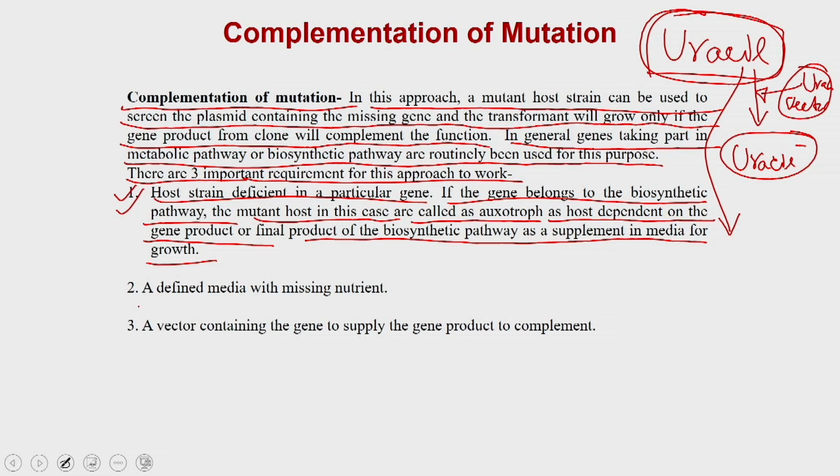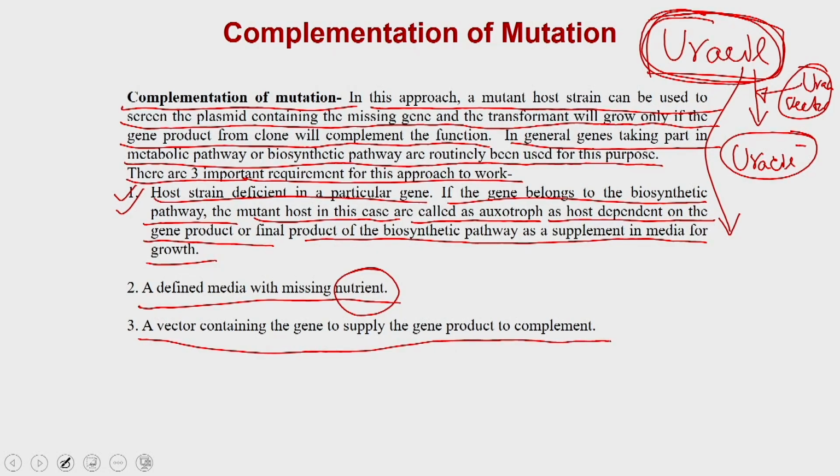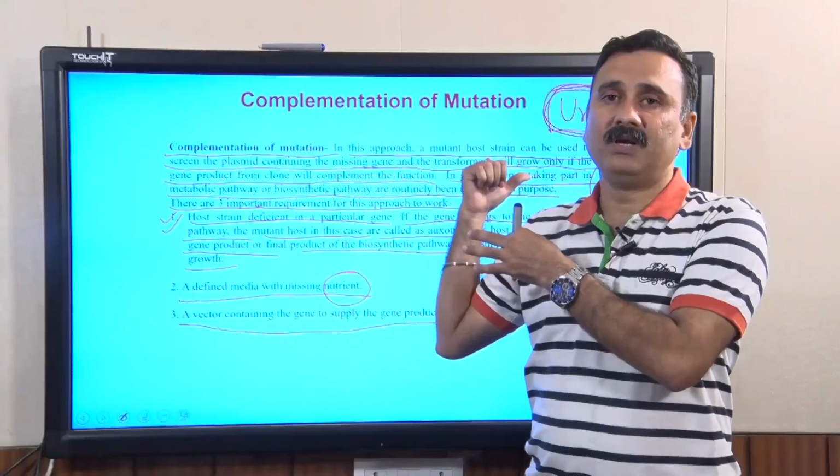The next is you should have a defined media which should not contain that particular nutrient which you are using for screening purposes, which means it is going to have the missing nutrients. And then the third is you should have a vector which could supply that particular gene product which can supply this particular nutrient, so that you are going to do a complementation, and that is how the hosts which receive this particular type of vector are going to survive in the media deficient in this particular important nutrient.